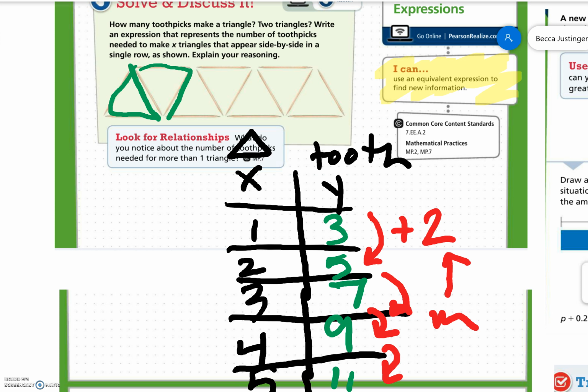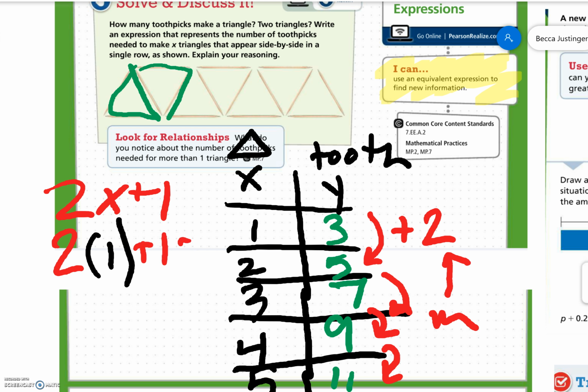So they're asking for us to write an equation. And that equation, or an expression, that expression would be 2x. But is it always 2x? 1 times 2 is not 3. So we need to add 1. So let's check, okay? So we have our expression 2 times your number of triangles plus 1. That does equal 3.